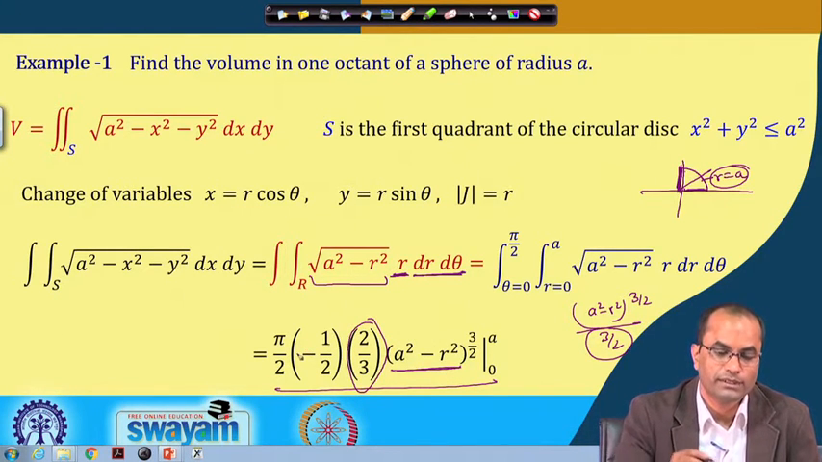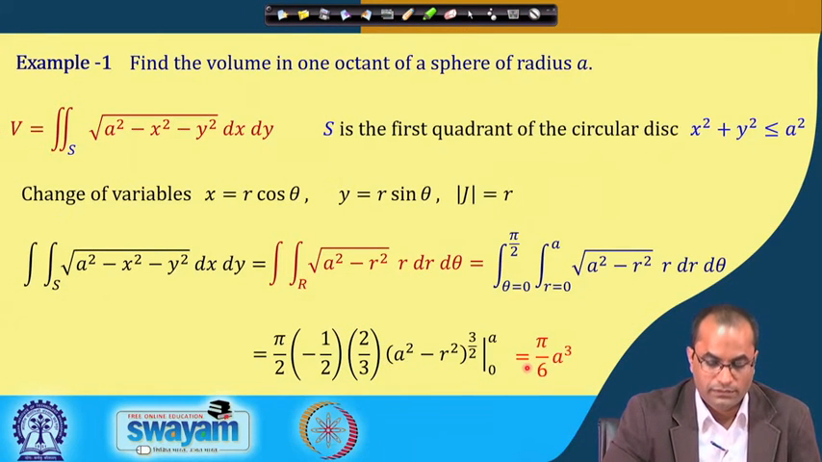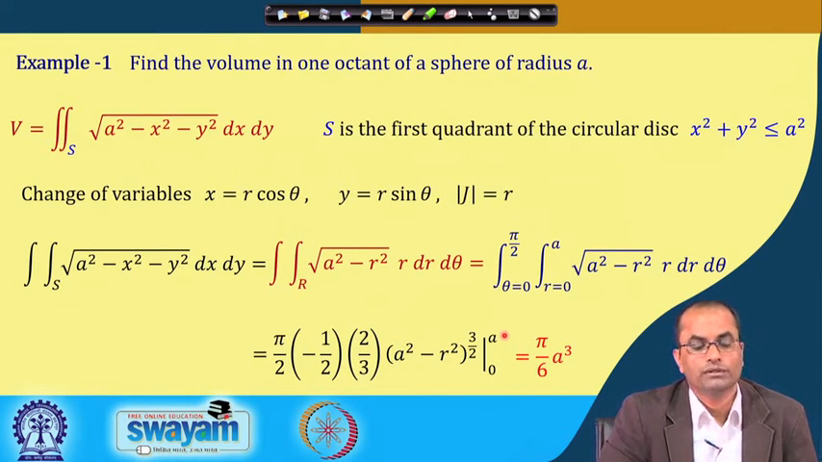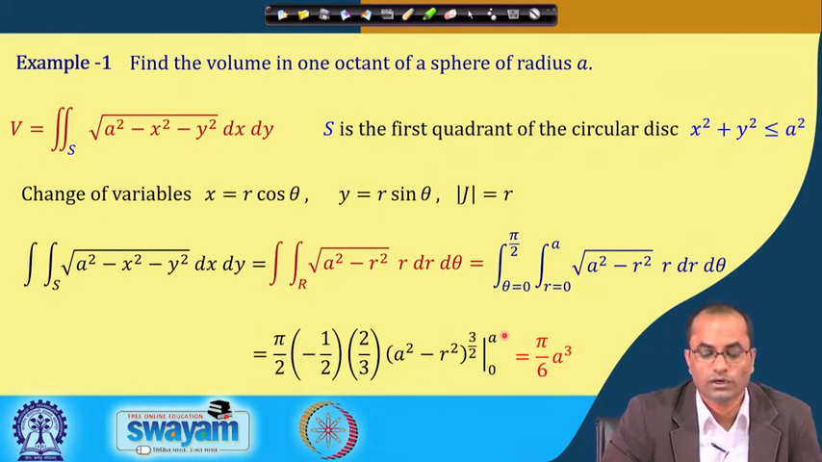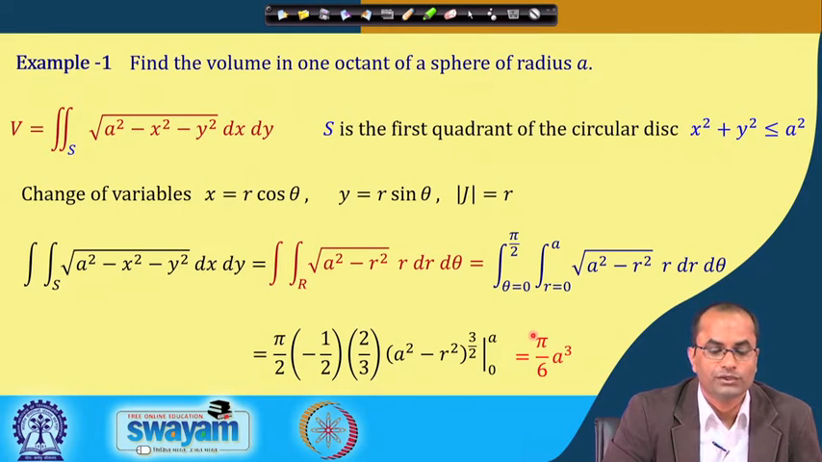So, this will become plus, and finally we will get the answer here pi by 6, from 3 and 2 will give us 6 here, and a cube will be coming when we put the lower limit. So, the volume of this sphere in this one octant will be given by pi by 6 into a cube, where a is the radius of the sphere.